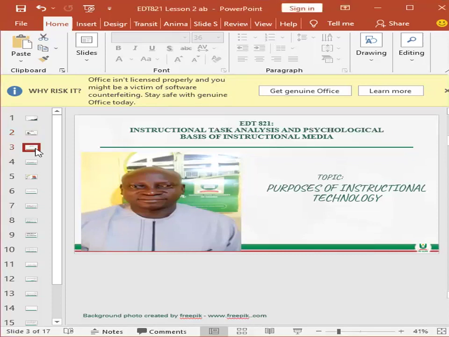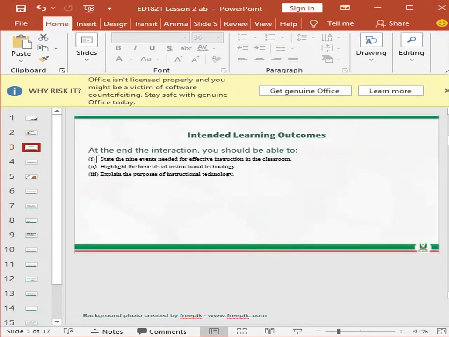Today, like I said, we are going to consider purposes of instructional technology with these intended learning outcomes. That at the end of the interaction, you should be able to state the 9 events needed for effective instruction in the classroom. Highlight the benefits of instructional technology. Explain the purposes of instructional technology.